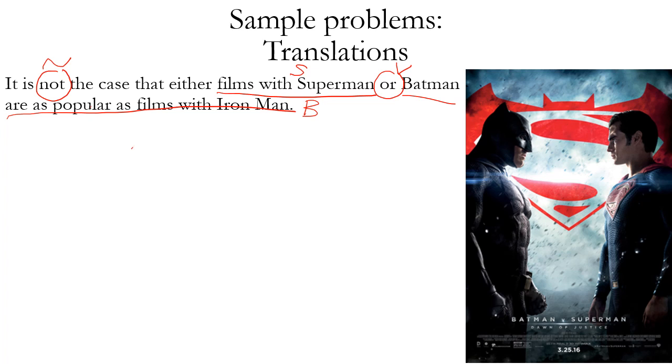So putting this all together, we have tilde, S, wedge, B. But we have to figure out the scope of the tilde. As written, this is saying either films with Superman are not as popular as films with Iron Man, or films with Batman are as popular as films with Iron Man. But that's not what our statement is saying. It's saying it's not the case that either are as popular as films with Iron Man. The not either is basically indicating that the tilde is supposed to apply to the entire wedge. So in order to indicate the tilde has scope over the entire wedge, we put the S wedge B in parentheses. So not either-or, or neither-nor, is going to be written like this, with the tilde outside the parentheses.